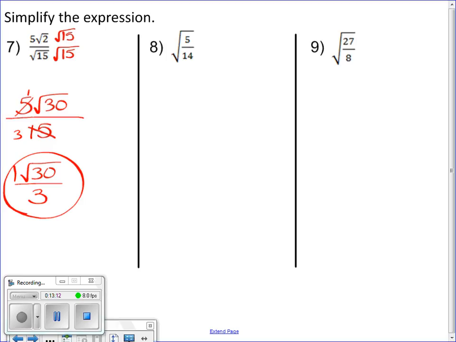All right, number 8, radical 5/14. First step? Good. Split it apart, right? We're going to change that to radical 5 over radical 14. Okay. Next step, can you simplify radical 5? No. Radical 14? 2 and 7? No pairs.